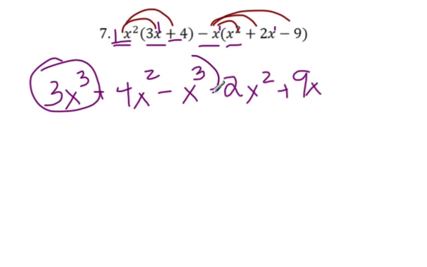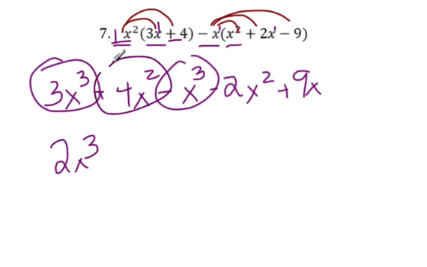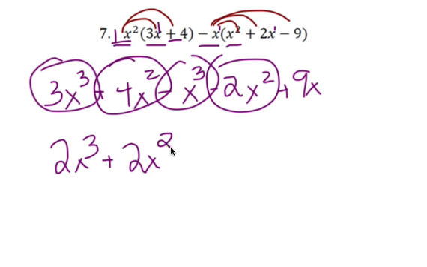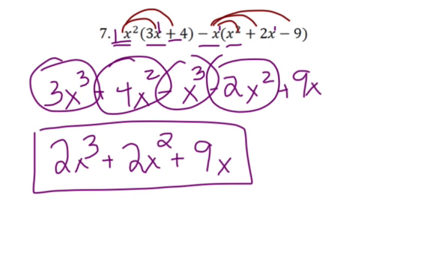So here we have 3x cubed minus 1x cubed. That's going to be 2x cubed. 4x squared minus 2x squared. 4 minus 2 is 2. And that's just going to be x squared. Again, you're not adding the exponents. And then lastly, you're going to have 9x. So that's your final answer for number 7.